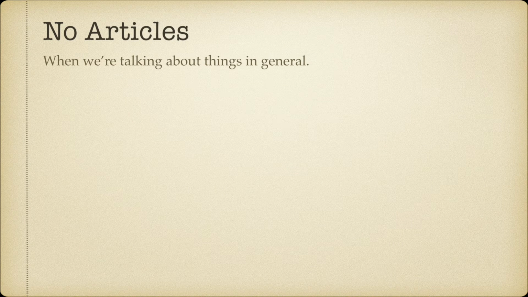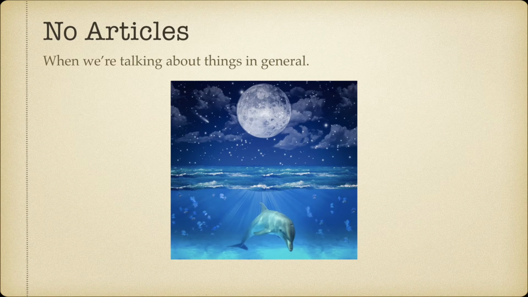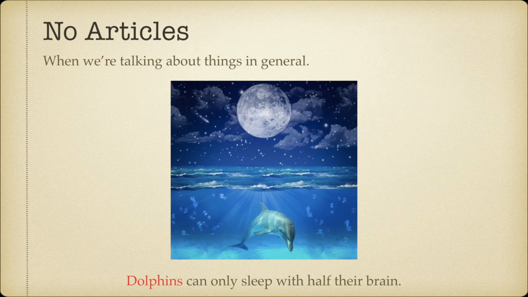So we don't use articles when we're talking about things in general. Dolphins can only sleep with half their brain. The other half must stay awake to prevent themselves from drowning. In this sentence, we're talking about all dolphins in general. Compare this with a dolphin can only swim with half its brain. In this sentence, we're not talking about a specific dolphin. Instead, we're talking about any dolphin. So this has the same effect as talking about dolphins in general.